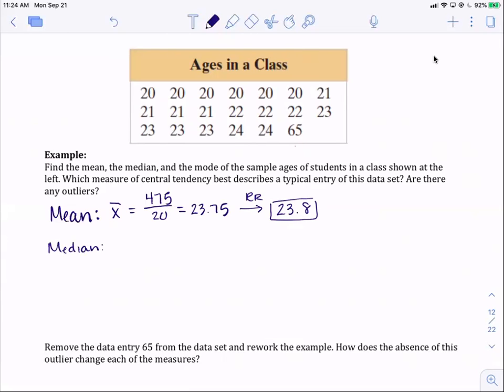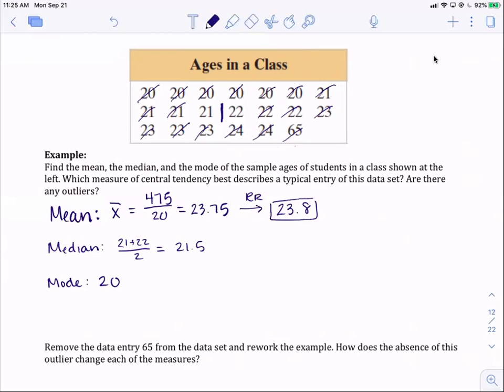Okay, how do we find the median? We're finding the middle. So go through and cross them off. So we have two numbers in the middle, 21 and 22. So how do we find the median of those? Add them together and divide by 2. So 21 plus 22 divided by 2, what's our median? 21.5. And then what's the mode? 20.